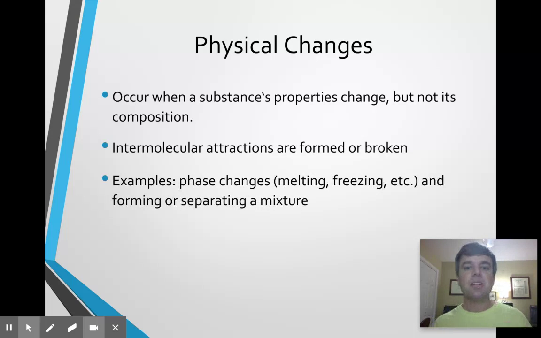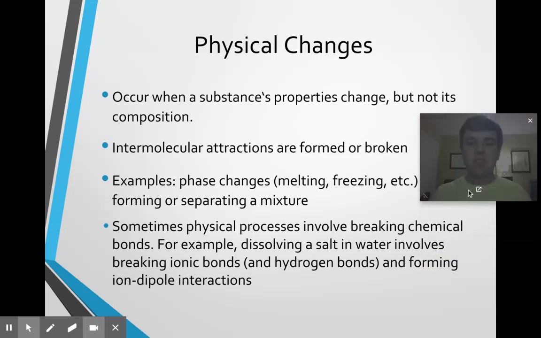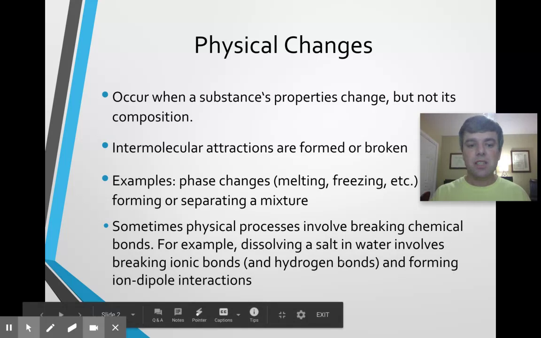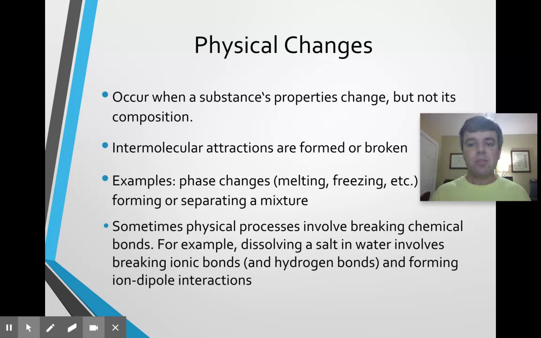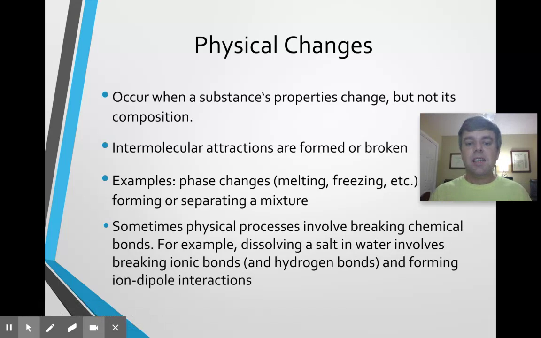So examples include melting, freezing, forming or separating a mixture, like dissolving sugar into water, or separating a mixture through distillation, for instance. That's all physical changes. Now, the line can get a little blurry. For instance, dissolving salt into water is typically described as a physical change because you're not forming new chemical bonds. But you could argue that you're breaking the ionic bonds in the ionic compound and you're forming ion-dipole interactions.